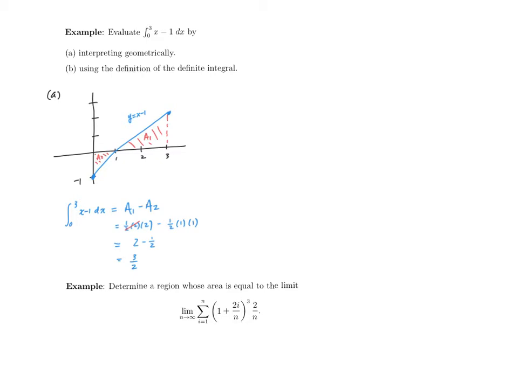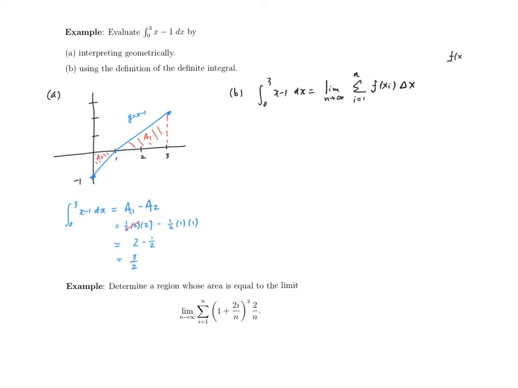The second possible way for us to evaluate this definite integral would be using the definition. So note the definition of the definite integral, if we just write out precisely what the formula tells us, would be the limit as n goes to infinity of the Riemann sum, from i equals 1 to n, of f of x sub i delta x, where we know precisely what these quantities are.